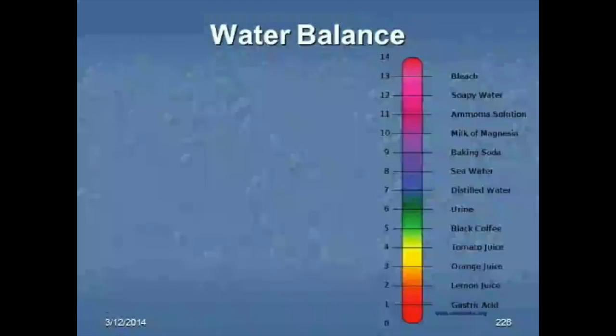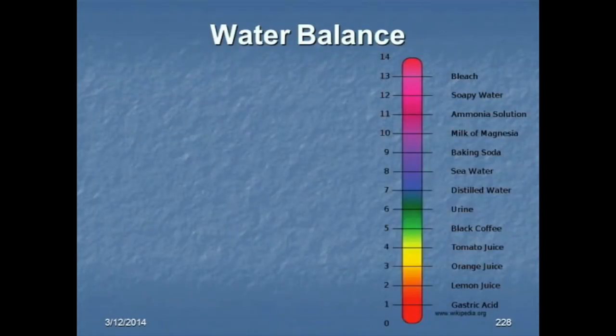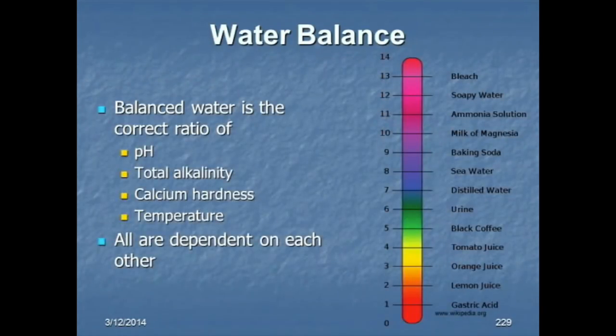When we talk about balancing of water, we're really working on a ratio, if you will, between the pH, the total alkalinity of the water, how hard the water is, which is something, of course, we've got to deal with in Nebraska, calcium hardness, and the water temperature. All of these components depend on each other when we discuss balancing of the pool water. The first thing we're going to start with, though, is going to be the pH.